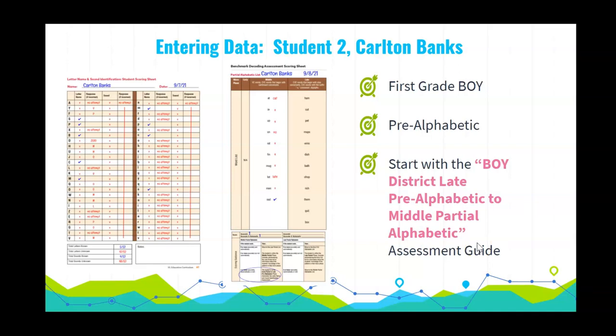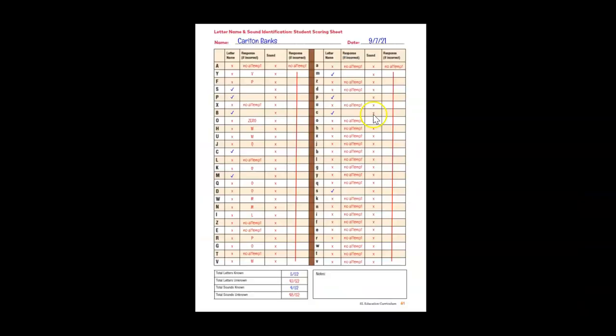Now we are going to go to our next student example, Carlton. Again, Carlton is a first grader who took the beginning of year benchmark assessment. Right now, Carlton is working within the pre-alphabetic phase. Because of this, I am once again going to start with the BOY District Late Pre-Alphabetic to Middle Partial Alphabetic Assessment Guide in MasteryConnect. Before we enter Carlton's data, let's take a closer look at his sample scores.